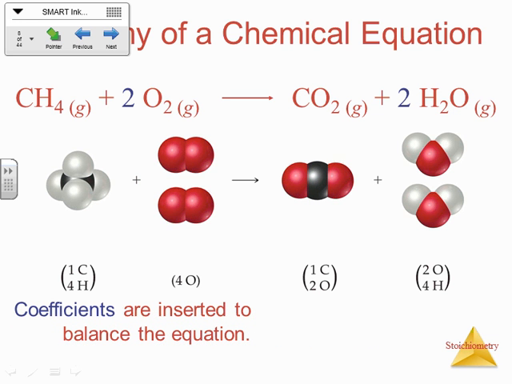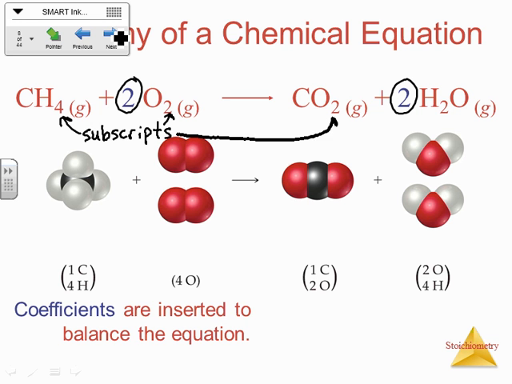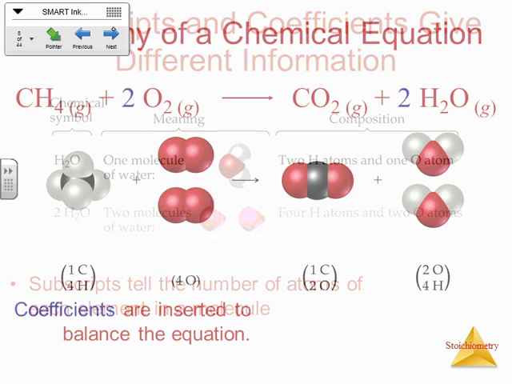Now when we talk about coefficients, we're talking about the numbers in front of the formulas, okay? Now it's very important that we understand the difference between coefficients and subscripts. All right, these numbers right here are the subscripts, okay? This 2 right here, the 2 over here on CO2, and the 2 on H2O. Those are subscripts. We never, ever, ever, ever change those, okay? Ever.